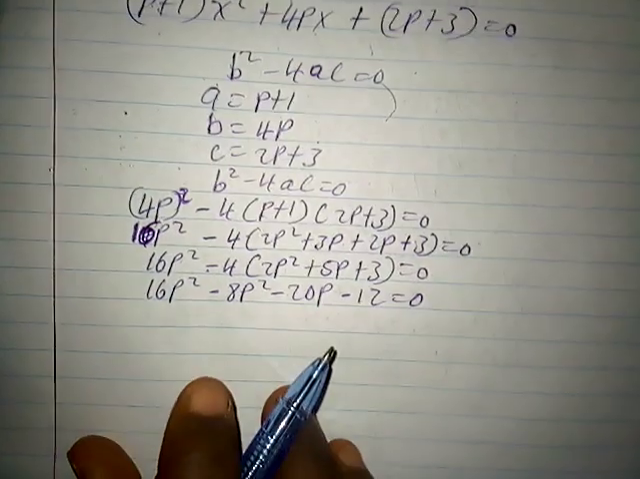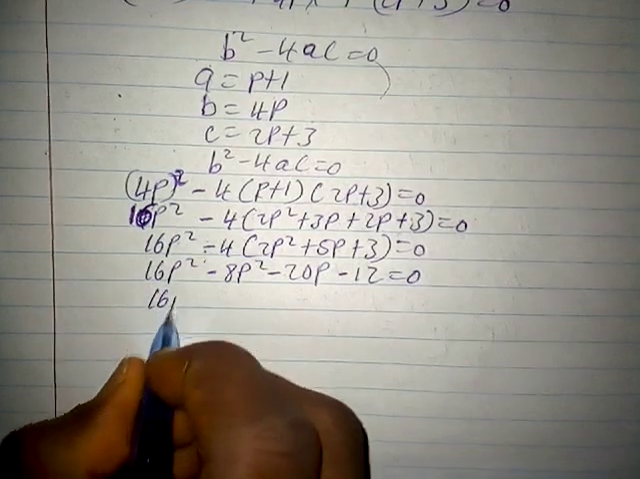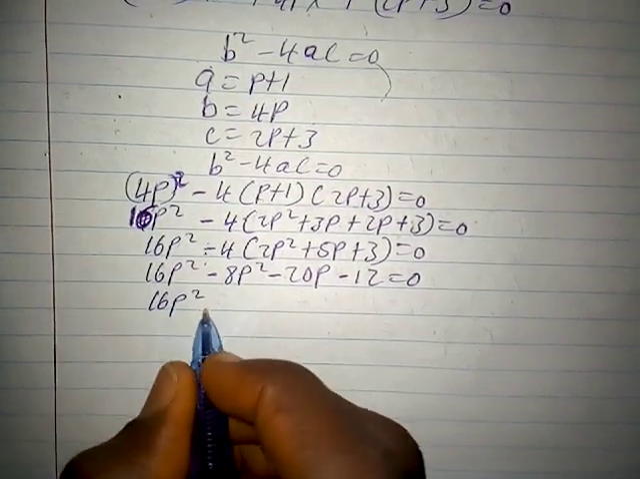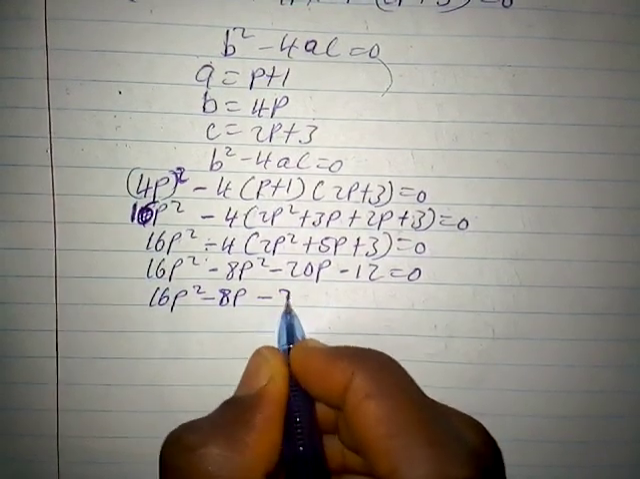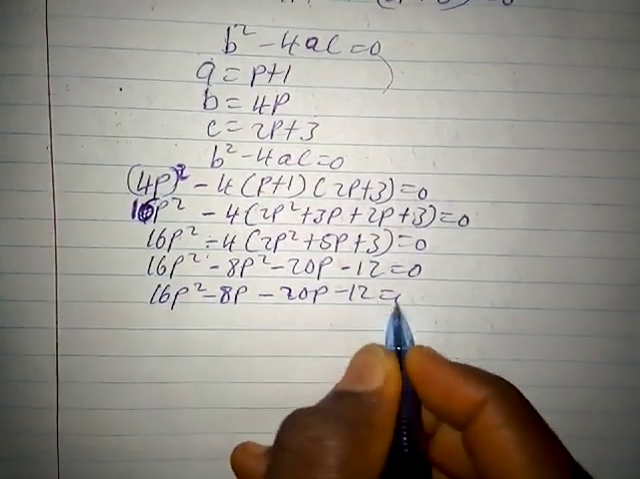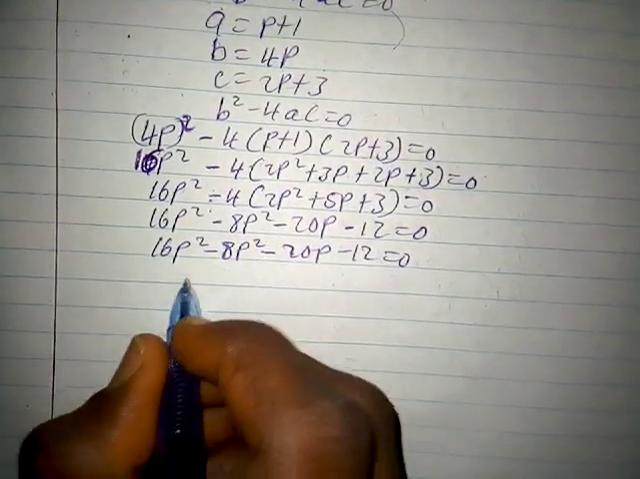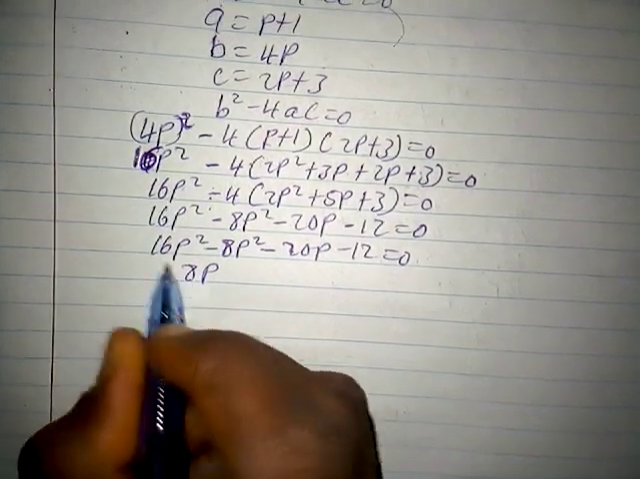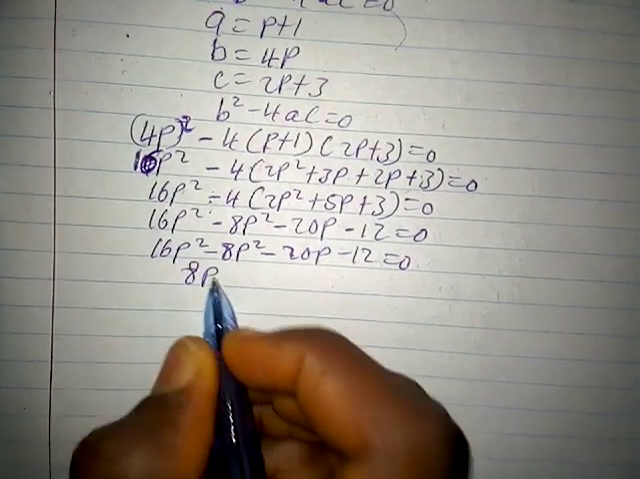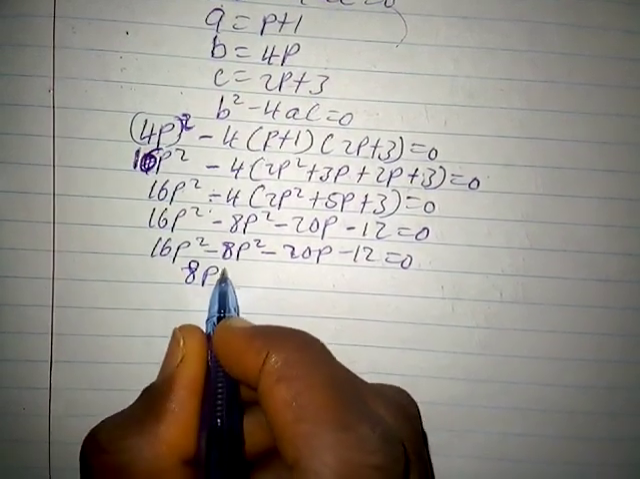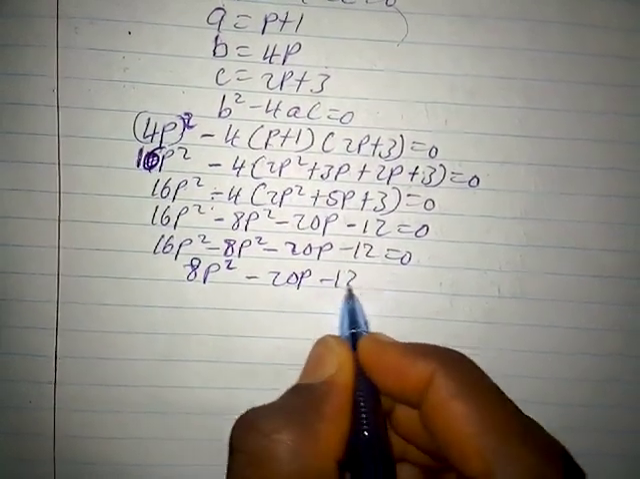Take note, it has a negative sign, so you must multiply this sign into all the signs inside the bracket. So we say 16p², minus 8p², minus 20p, minus 12, equals 0. What are we going to do? This p must have square. We subtract, which is what? 16p² minus 8p² is 8p². Right? Good. 8p² minus 20p minus 12.